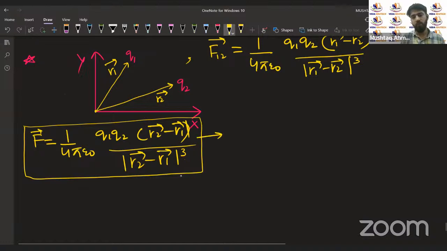This is the final form of Coulomb's law, the vector form of Coulomb's law.